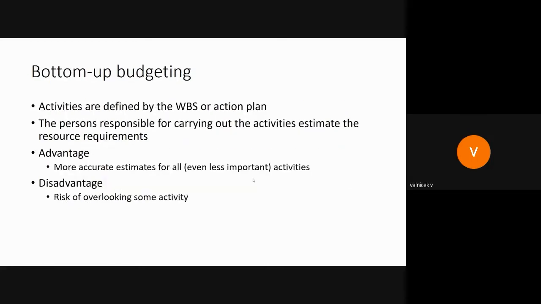Bottom-up budgeting. Activities are defined by the work breakdown structure or an action plan. The persons responsible for carrying out the activities estimate the resource requirements. Advantage: it's more accurate for all levels, even less important activities.